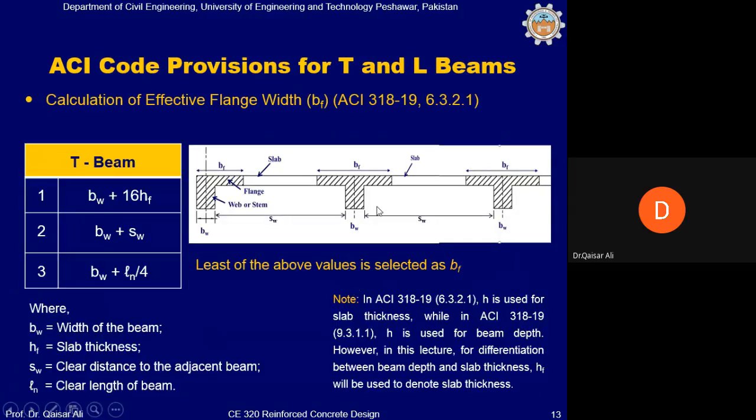In the case of T beam, the total bf, which is the flange width, will be taken as bw plus 16 hf. Let's say the beam is 12 inches wide and the slab is 6 inches deep. Then the total bf will be bw, 12, plus 16 multiplied by 6. This will be the flange which will be effective in resisting the compressive stresses.